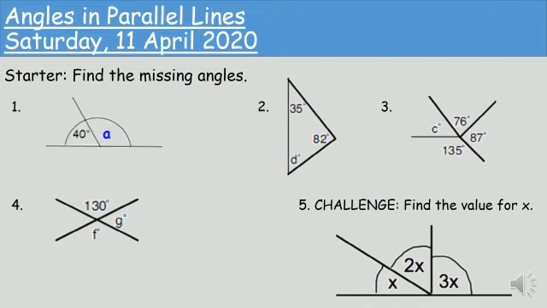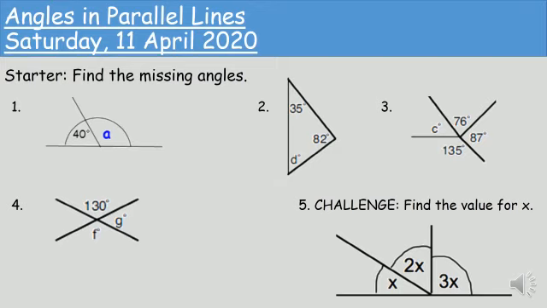If I want to go for part 3, angles around one point should add up to 360. So I have all the angles except C. To get C, I'm going to say 360 minus the sum of all the angles, and I'm going to get the measure of C. So angles around one point will add up to 360.